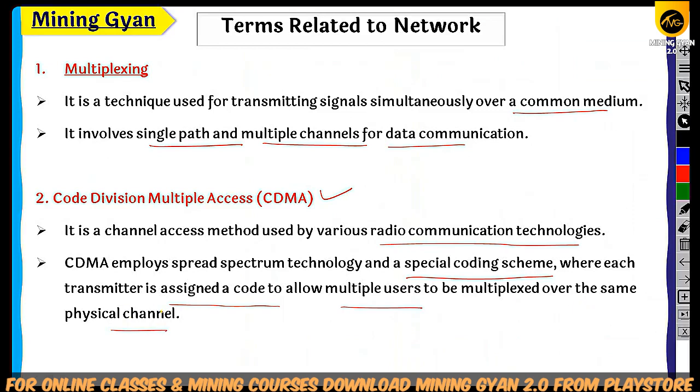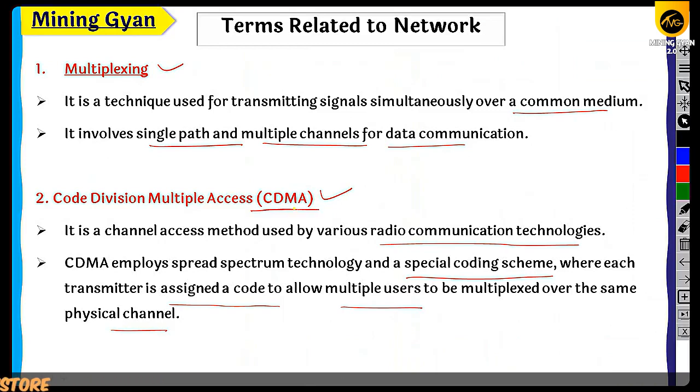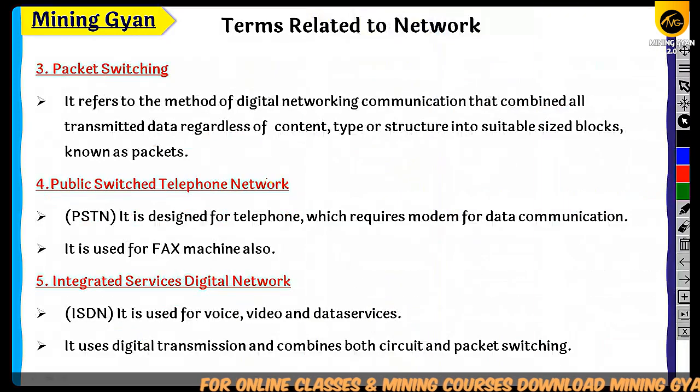So basically CDMA is some kind of signal access which is used in multiplexing. If you are doing multiplexing, meaning you are transferring many signals simultaneously in the same medium, then you need some kind of accessing codes, that is the CDMA. So basically code division multiple access. So these are some kind of codes used in multiplexing the signals in a single path at the same time. Now the next one is packet switching.